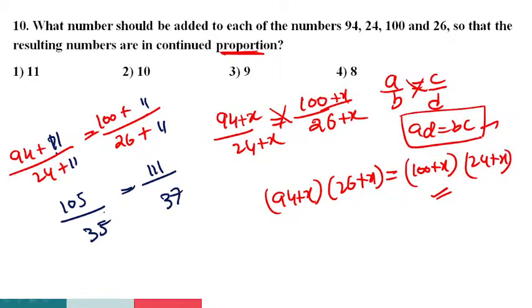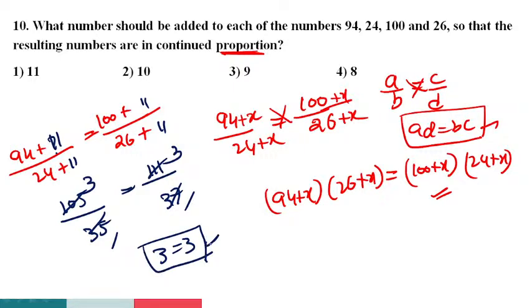Let me calculate. 35 ones are 35, threes are 105. 37 ones are 37, threes are 111. Okay, so 3 is equal to 3. Both sides are equal or not? Yes. Okay, that's why it is a proportion. Option 1 is the right answer, guys.